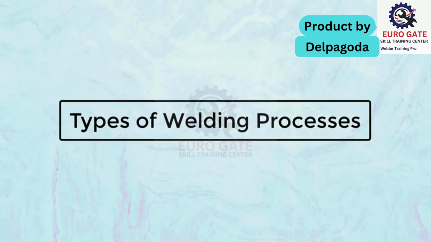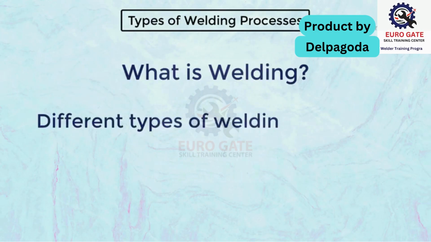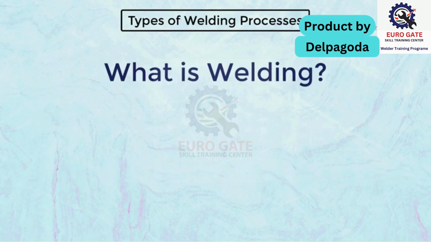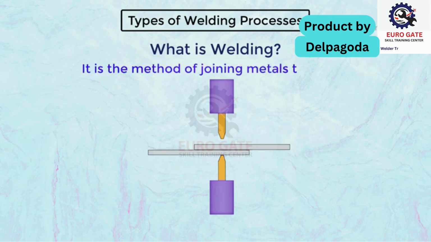Types of welding processes. In this video, we will learn what is welding, and the different types of welding processes, our classification of welding processes. What is welding? Whenever we want to join two metals together, we use welding. In short, it is the method of joining metals together. This joining of metal is permanent.